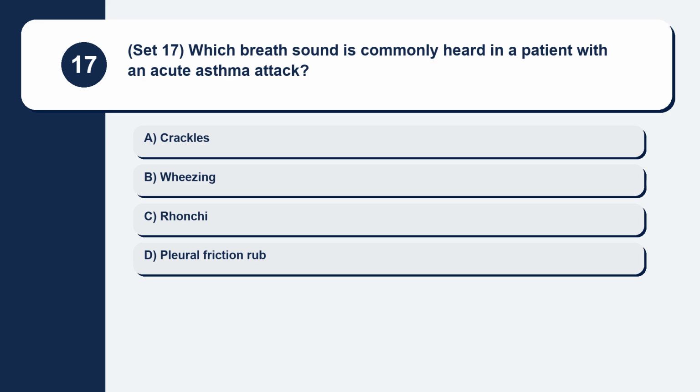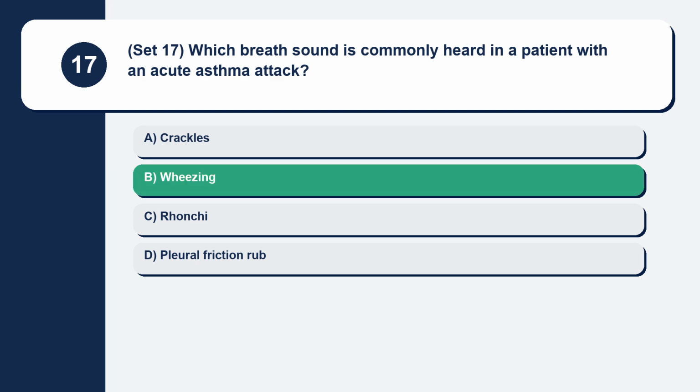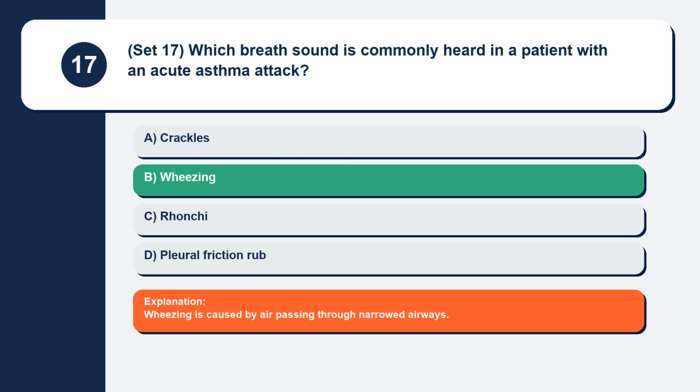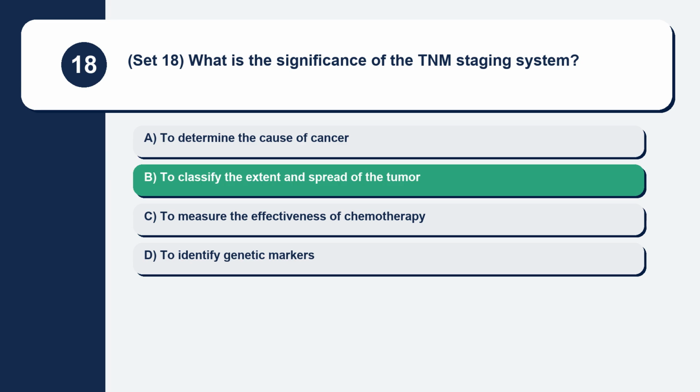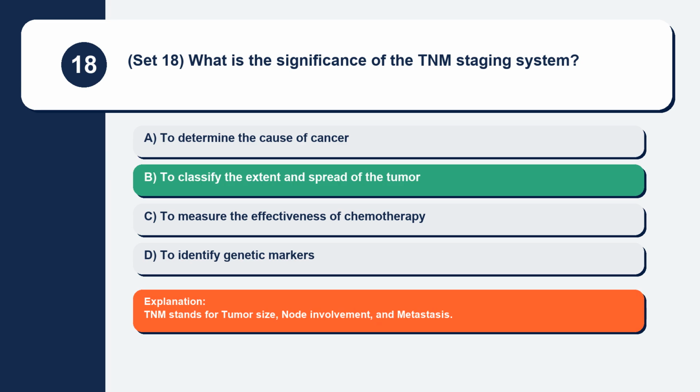Question 17. Set 17. Which breath sound is commonly heard in a patient with an acute asthma attack? Crackles, wheezing, rhonchi, pleural friction rub. Wheezing is caused by air passing through narrowed airways. Question 18. Set 18. What is the significance of the TNM staging system? To determine the cause of cancer, to classify the extent and spread of the tumor, to measure the effectiveness of chemotherapy, to identify genetic markers. TNM stands for tumor size, node involvement, and metastasis.